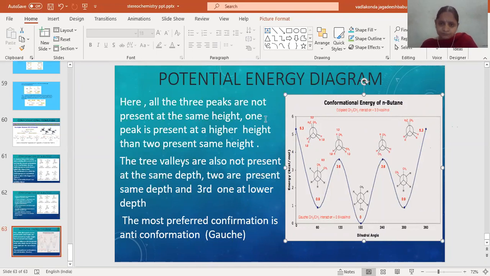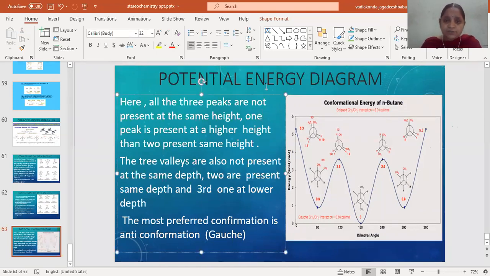Not only for n-butane, any conformational isomers are formed by the rotation of a carbon-carbon single bond. If isomers are formed by rotating a carbon-carbon single bond, keeping the groups on one carbon fixed and rotating the groups on the other carbon by 60 degrees, then we will get different isomers, and those isomers are known as conformational isomers. And this is a very important topic in your stereochemistry.